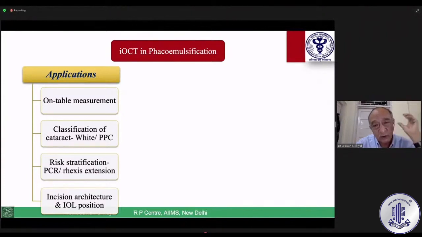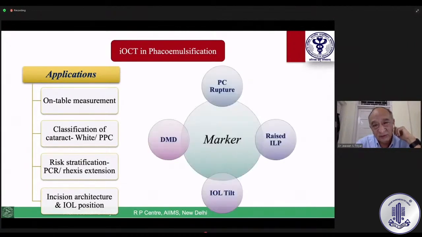Then ultimately looking at wound architecture and its effect on the damage happening to the collagens at that area and the subsequent change in the refractive astigmatism of these patients. And especially with toric IOLs, if you could assess the stability of IOLs with IOCT, that will help us in customizing our IOL position subsequently in these cases. So these are 4 important areas which are really helpful in IOCT microscopes as well.